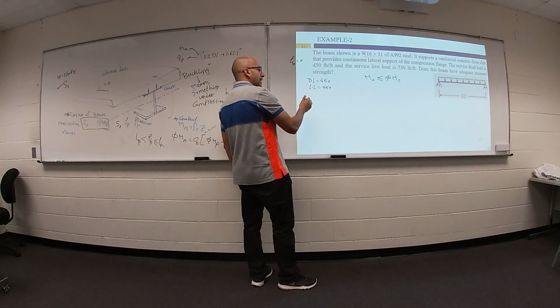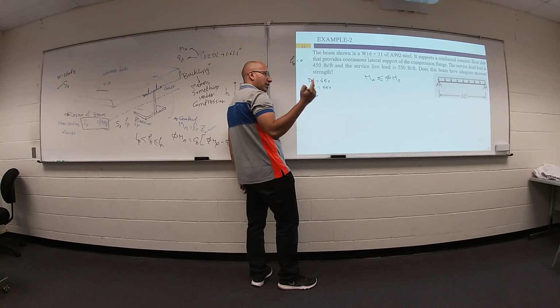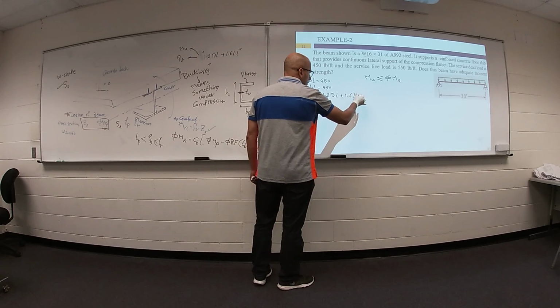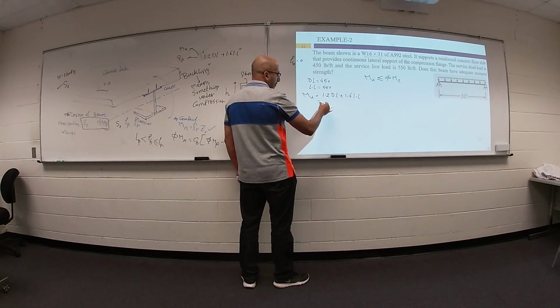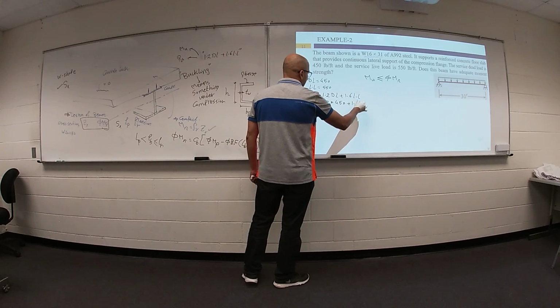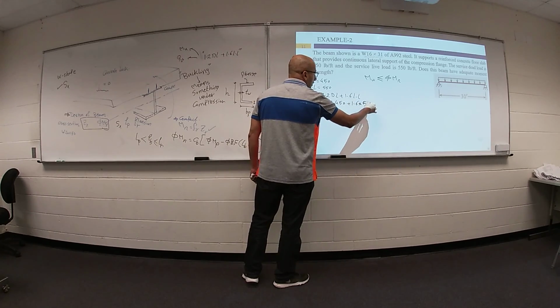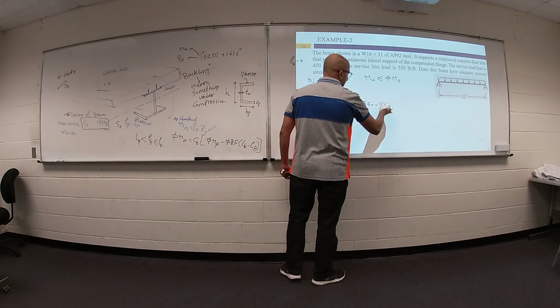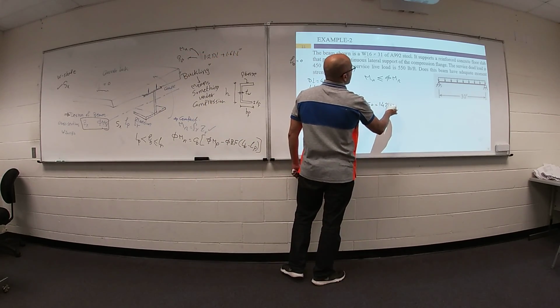So, first step, what is your M ultimate from structure analysis? 1.2 dead load plus 1.6 live load. Dead load and live load is given. So 1.2 times 450 plus 1.6 times 550. What's your value? 1420 pound.